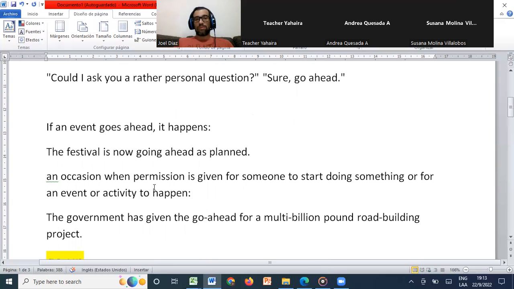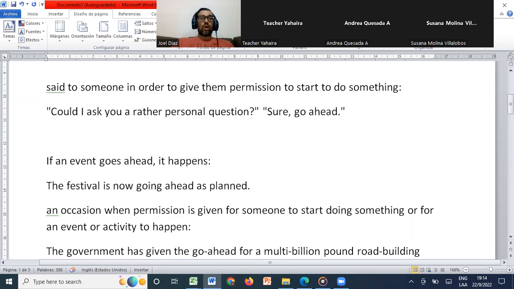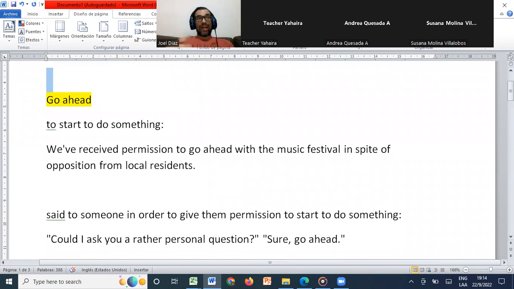Also, it says an occasion when permission is given for someone to start doing something, or for an event or activity to happen. For example, the government has given the go ahead. In this case, this is like a noun, the go ahead. So we have here: the government has given the go ahead for a multi-billion pound road building project. That means, again, an occasion when permission is given for something. So that's all the meanings for go ahead.